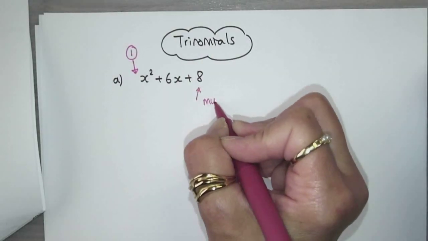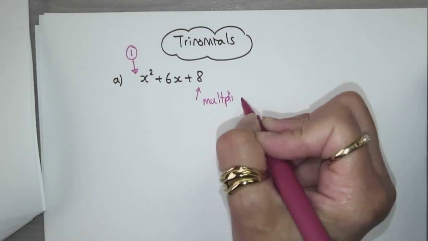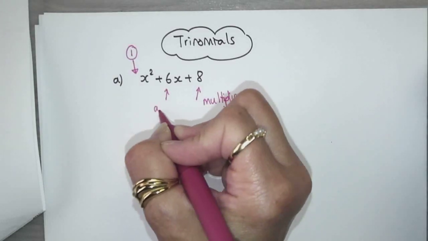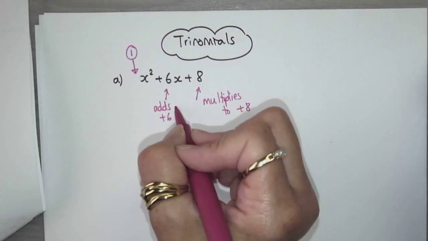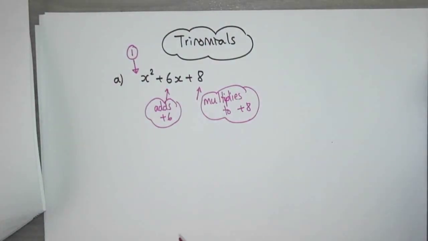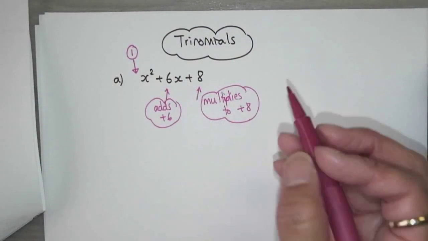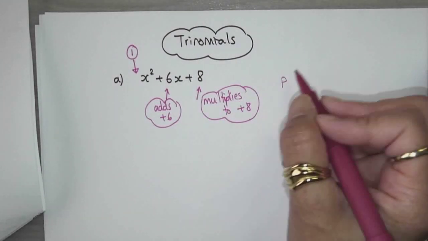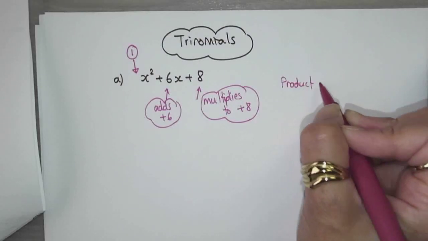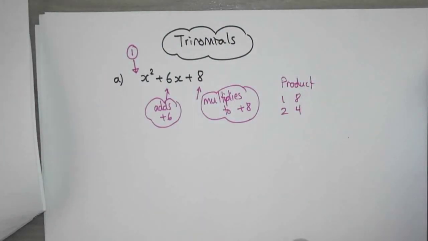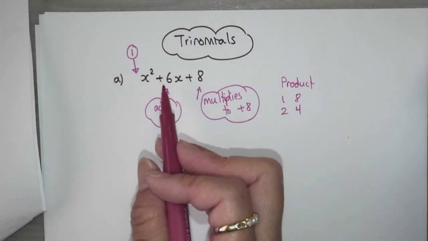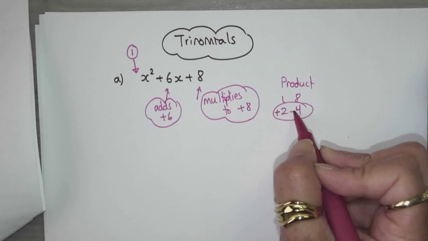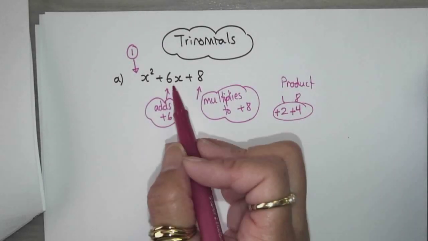It's going to say that it multiplies to positive 8, and it adds to positive 6. So in your brain, you're going, it multiplies to 8 and adds to 6. I usually just do it on the side: 1, 8, 2, 4. There's only two ways. Which one adds to 6? Only the 2, 4, as long as both of them are positive. So positive 2 plus 4 gets me the 6.